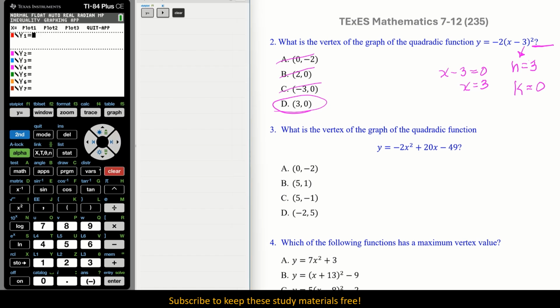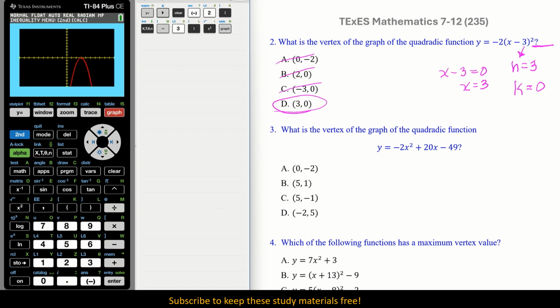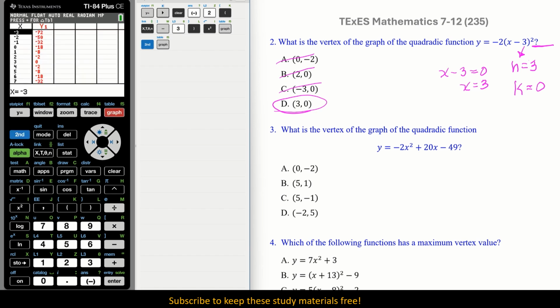So let's clear this out, okay? And then we have -2, open parentheses, x minus r3, close it back up, square it, graph it. And it is correct. We see +3 at 0. And we can also look at our table. We need to look at +3 and 0. Perfect.